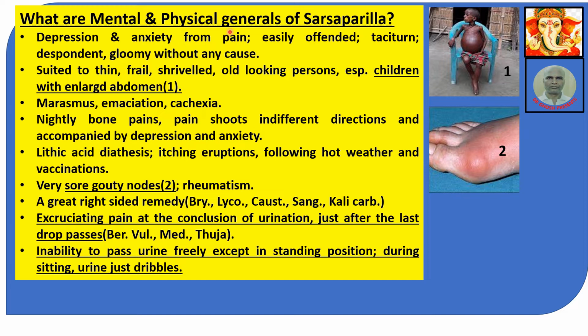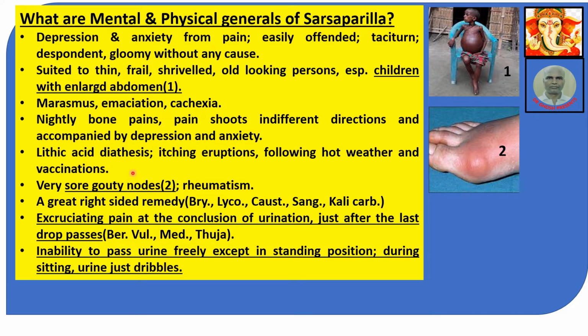What are mental and physical generals of Sarsaparilla? Depression and anxiety from pain. Easily offended, taciturn, despondent, gloomy without any cause. Suited to thin, frail, shriveled, old-looking persons, especially children with enlarged abdomen. Marasmus, emaciation, cachexia. Nightly bone pains, pain shoots in different directions and accompanied by depression and anxiety.